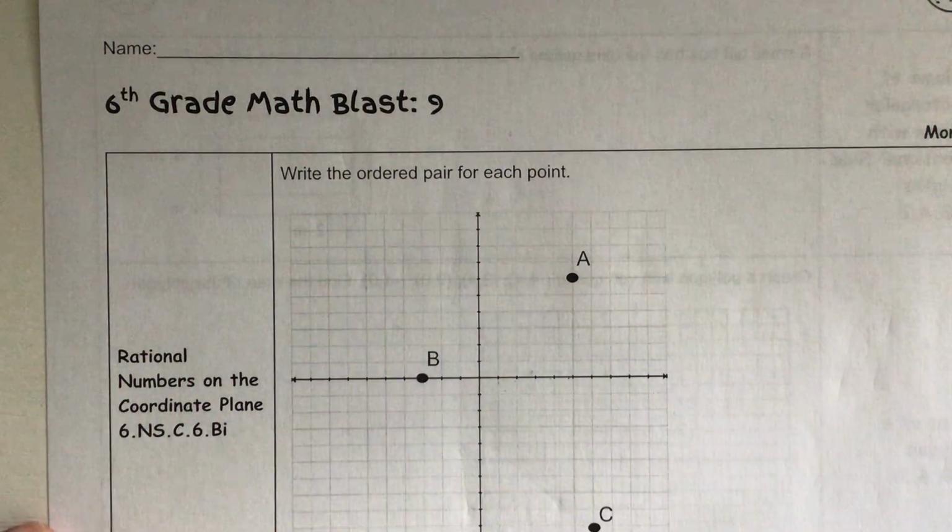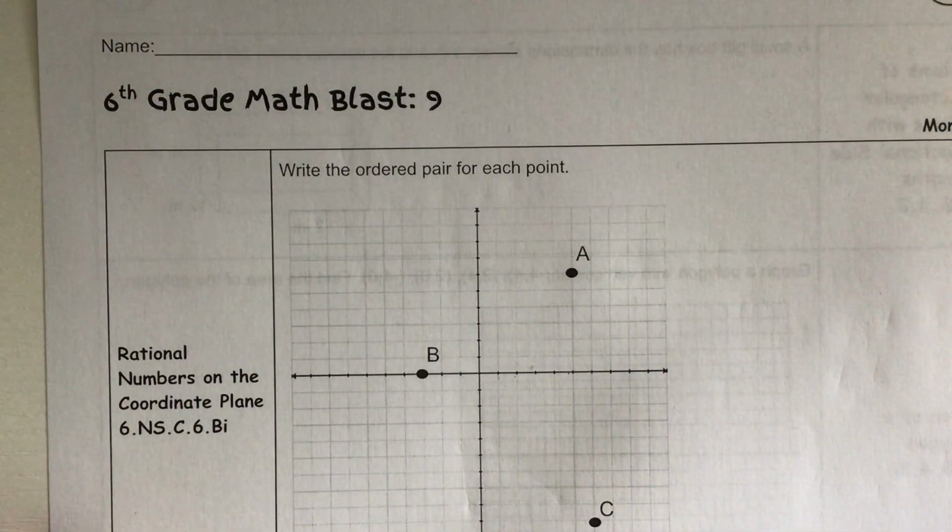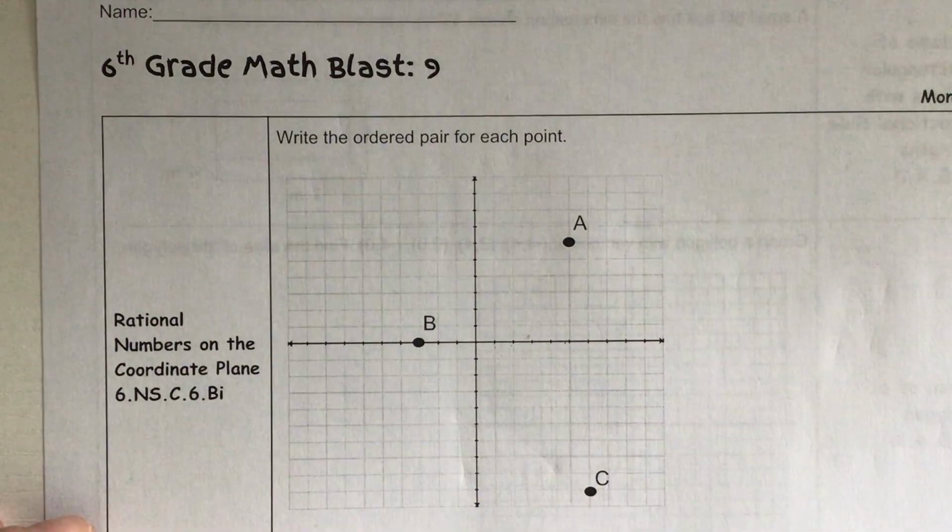Hello, 6th grade Math Blast 9. Rational numbers on the coordinate plane. Write the ordered pair for each point.